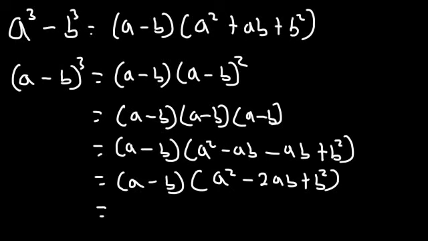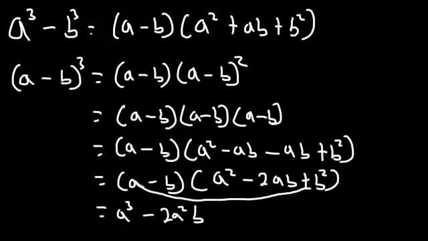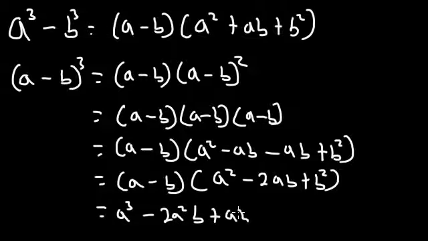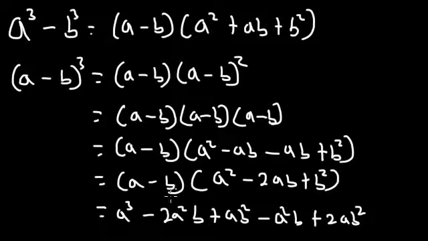Now a times a squared is simply a to the power of 3. Then a times negative 2ab gives us negative 2a squared b. Then a times positive b squared gives us positive ab squared. Now minus b times a squared is simply minus a squared b. Then minus b times minus 2ab is simply positive 2ab squared. And finally, minus b times positive b squared gives us negative b to the power of 3.